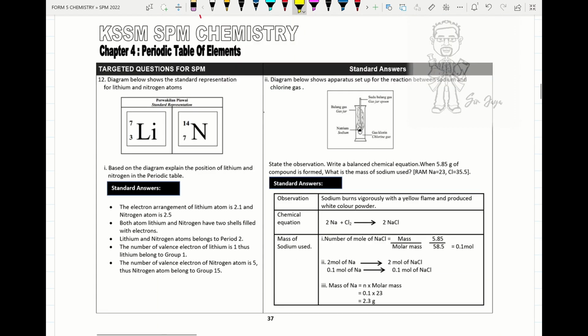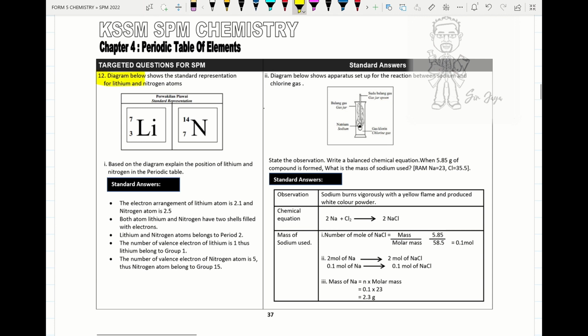Okay, students, we're going to do one essay question. Look at the question. The diagram below shows the standard representation of lithium and nitrogen atoms. Here the lithium atom has proton number 3, so 2.1, and the nitrogen atom has proton number 7, so 2.5. This lithium atom belongs to group 1, and it has 2 shells, therefore it belongs to period 2. The nitrogen atom has 5 valence electrons, therefore it belongs to group 15, and it has 2 shells, so it belongs to period 2.